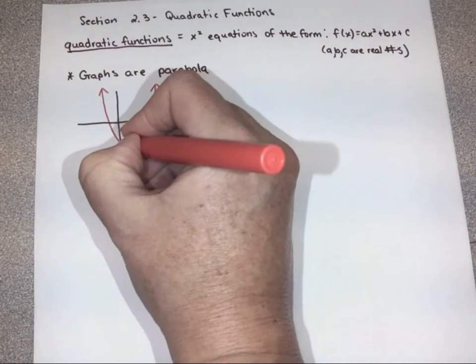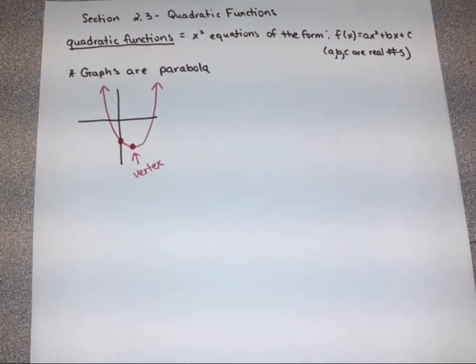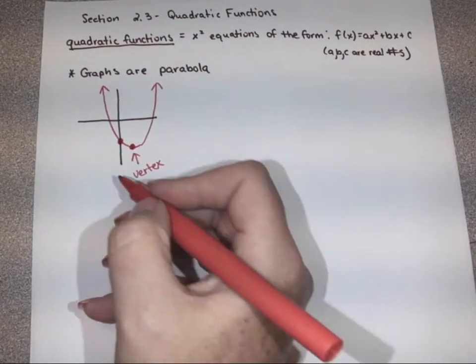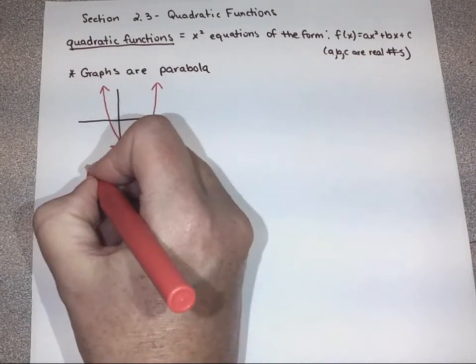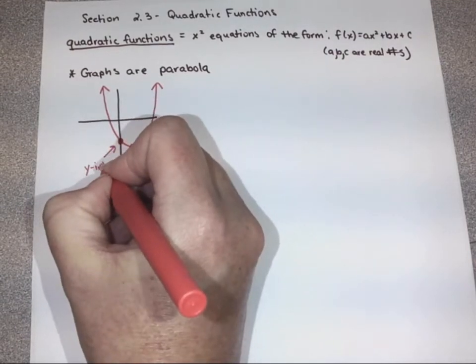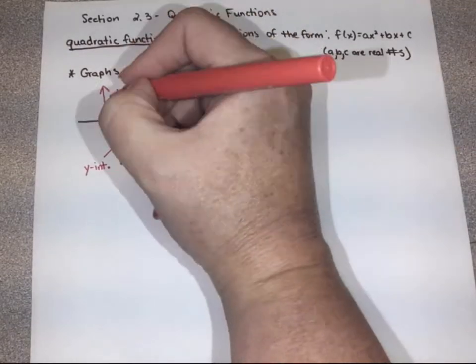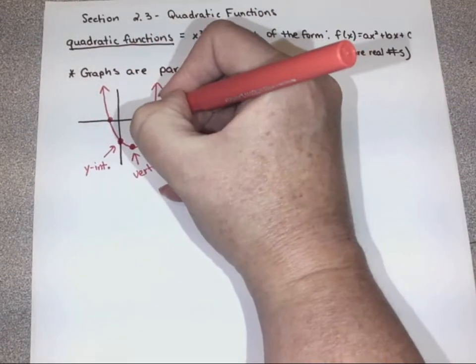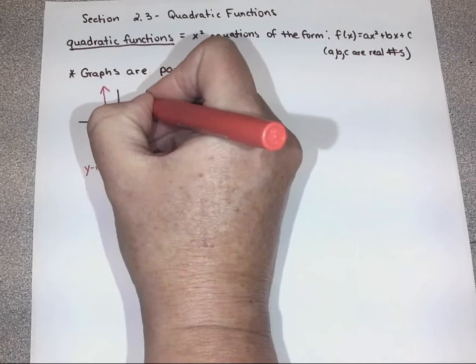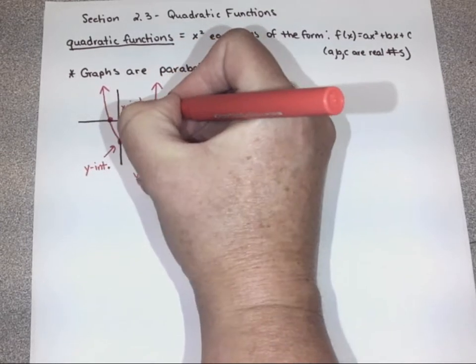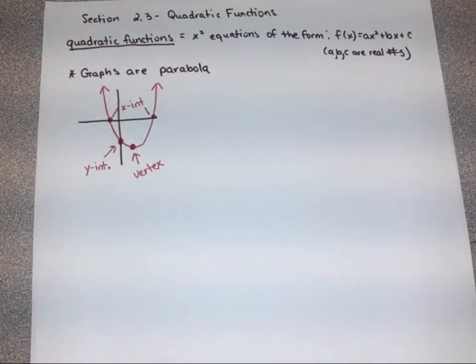The point where it crosses the y-axis, we've already talked about this with lines. What's that called? The y-intercept? Okay, there'll only ever be one y-intercept if it's a function, remember? Because if there were two y-intercepts, it would fail the vertical line test. And then in this case, there are two x-intercepts. So I'm going to draw some arrows here. There's one there and one there.